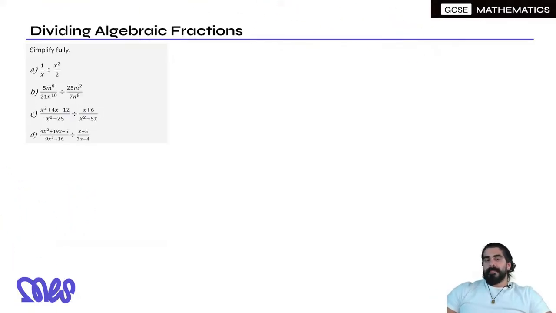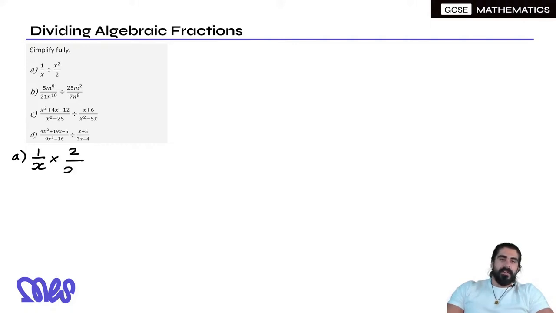Division. Now you know from year 7 that division is basically the exact same as multiplication. You just change divide into multiply and you flip the second fraction. That's it. So for part A, the first thing we do is change the divide into multiply and then flip the second fraction. Some people will say KFC, right? Keep, flip, change. So x squared over 2 becomes 2 over x squared.